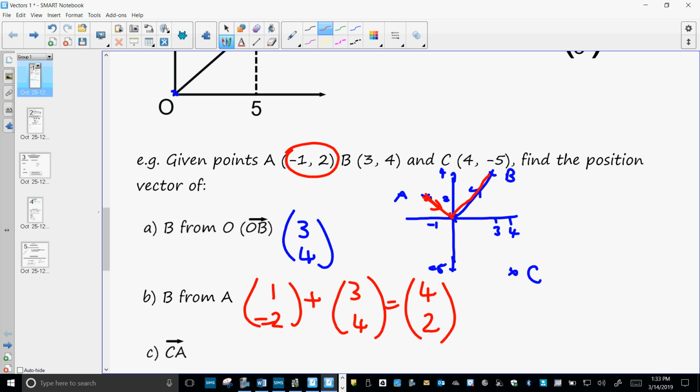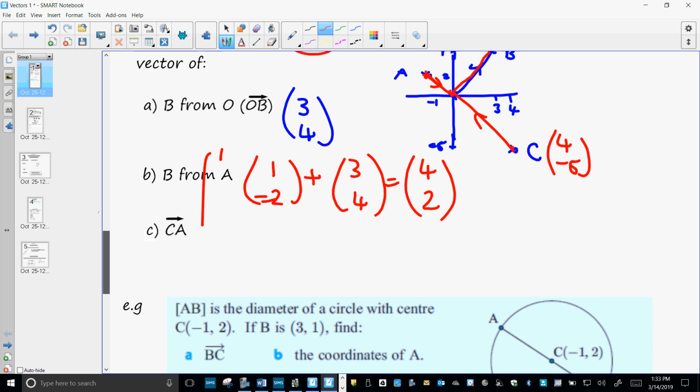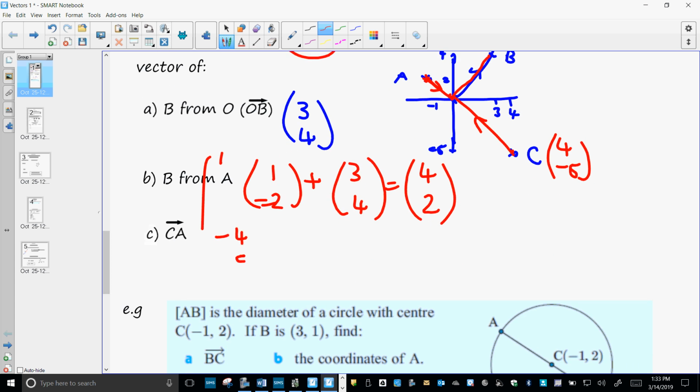All right, so now we're going from C to A. So C to A. While C is secretly 4, -5, we're going to the center, so we're actually going the opposite of that: -4, 5. Plus, where are we going to? A. And then -1, 2.